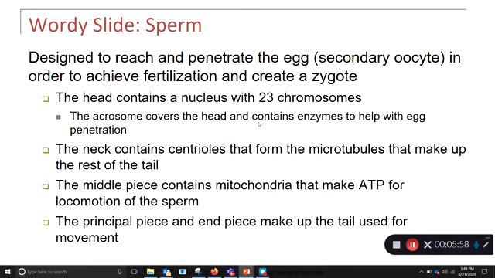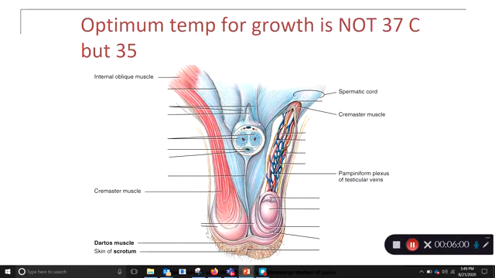Here's another wordy slide that you'll have. One last bit of detail that the slide is trying to say is that the optimum temperature to grow and mature sperm is not the body temperature. It is not 37 degrees Celsius. It's actually 35 degrees Celsius. If it were to get any hotter or colder, above or below 35 degrees Celsius, you will have sperm that are inefficient and unable to grow. That's why too tight of a brief can be a problem. It can cause difficulty in reproductive success.